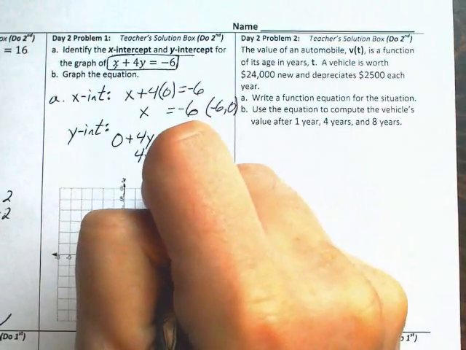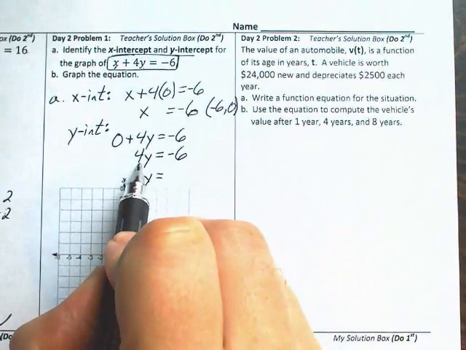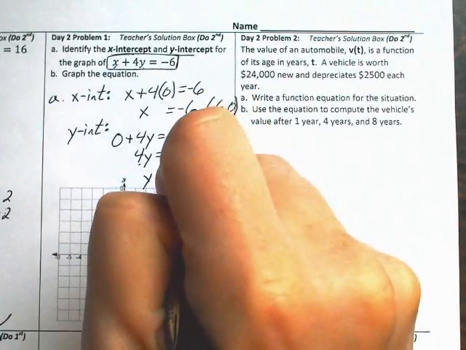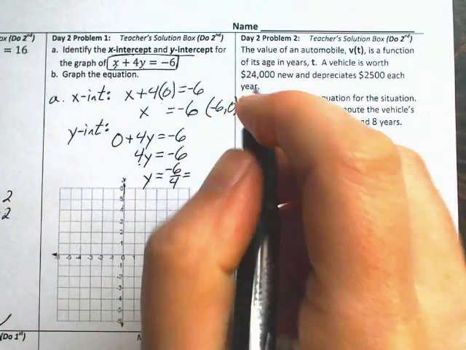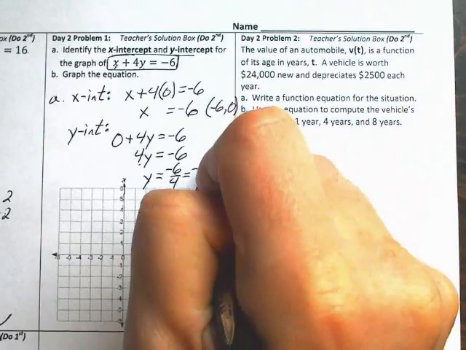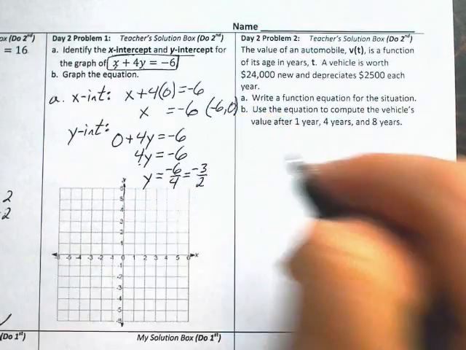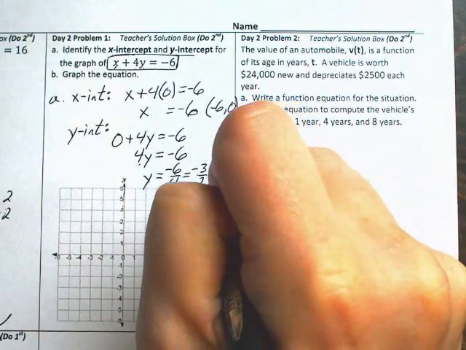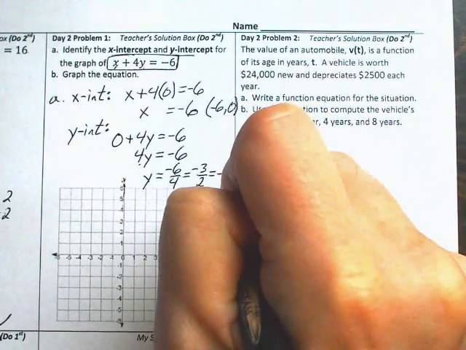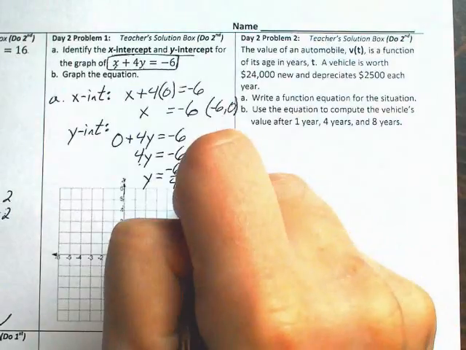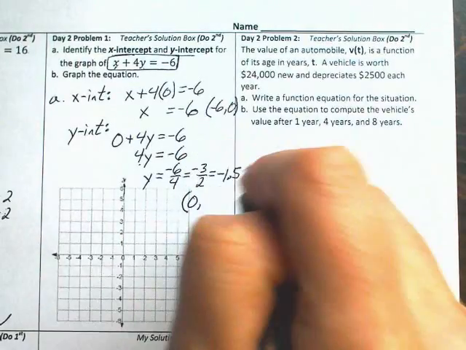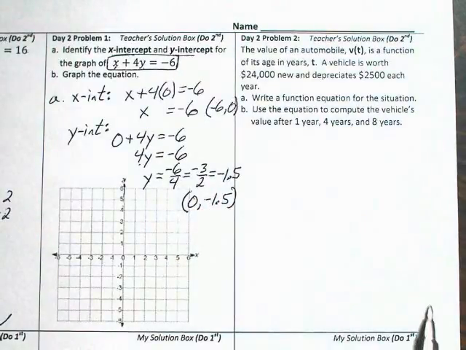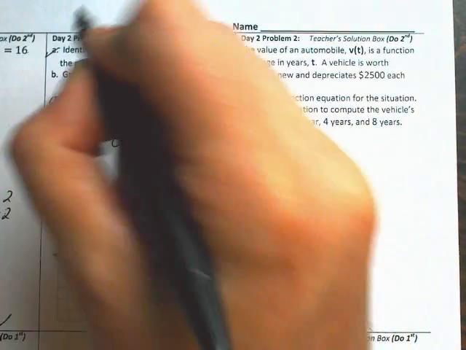Now solving for y by dividing by 4, we get negative 6 divided by 4, or this reduces to negative 3 over 2, which as a decimal is negative 1.5. As an ordered pair, this is 0, comma, negative 1.5, and this is the y-intercept. And this is part A of the question.